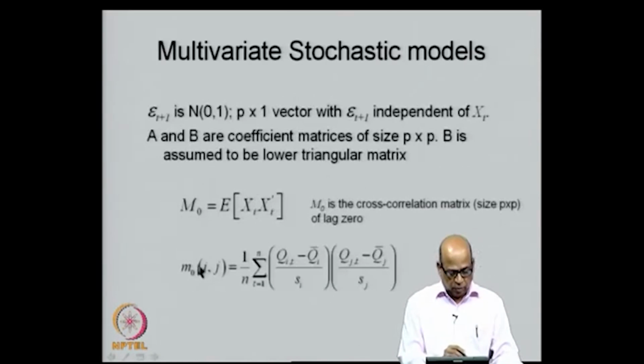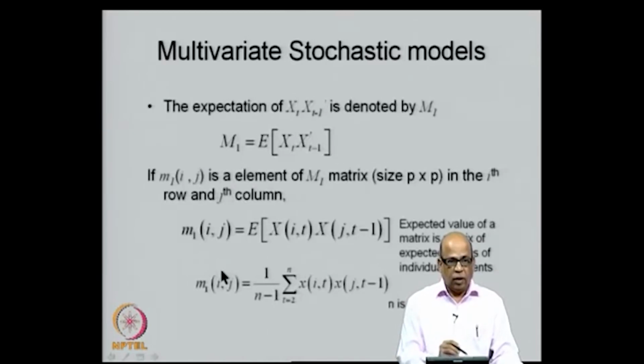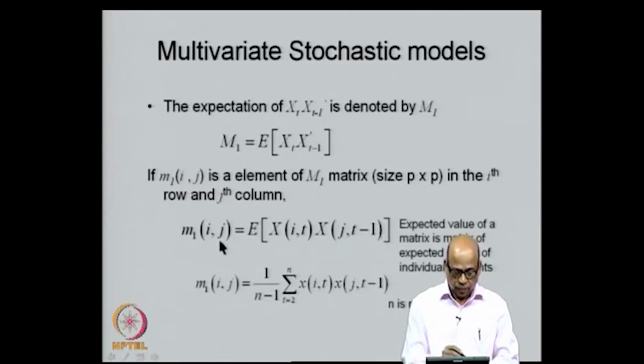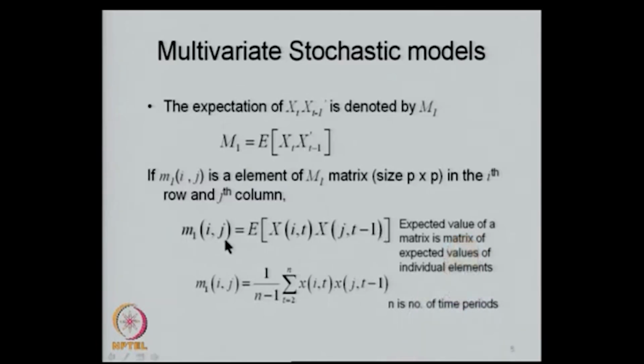Similar to what we did for the M naught matrix, the ijth element of the M 1 matrix will now simply be the expected value of x i t x j t minus 1. We are able to write this because the expected value of a matrix is in fact the matrix of expected values of individual elements. So, that is how we write.